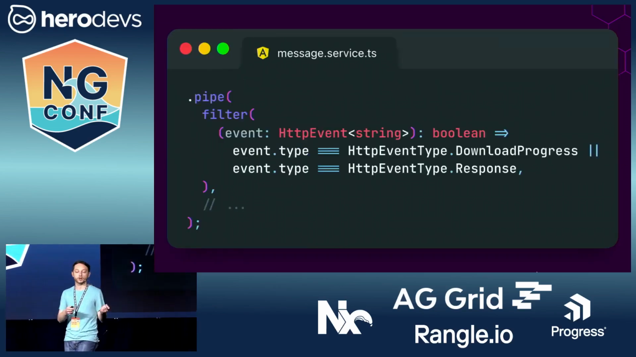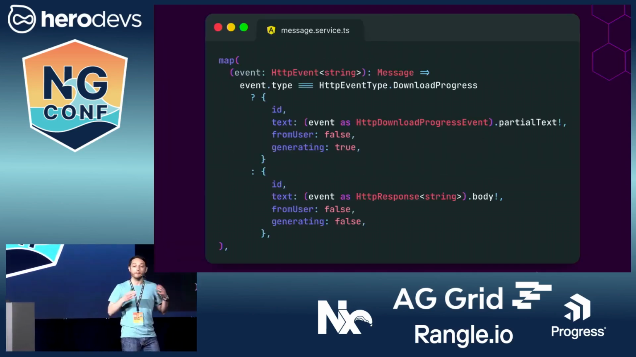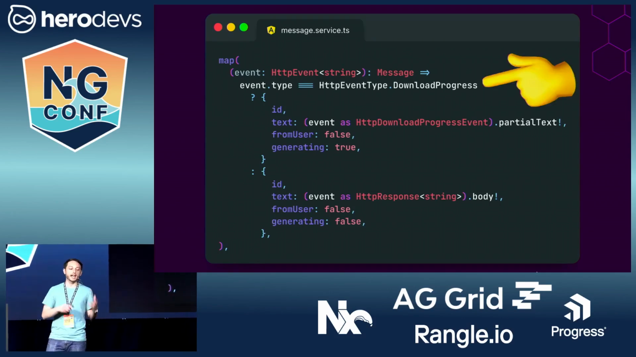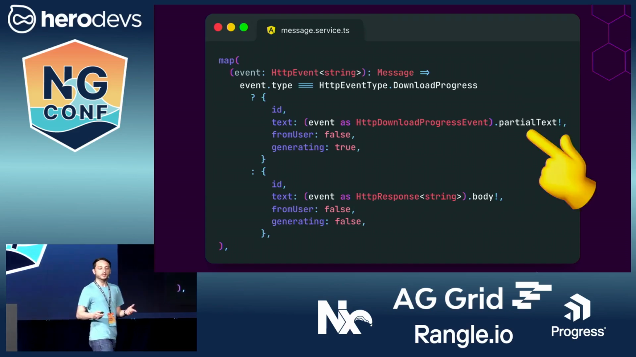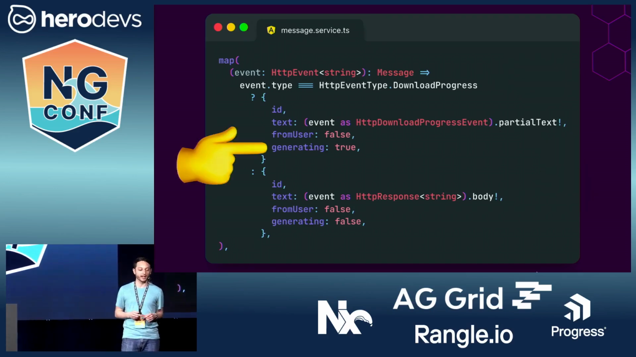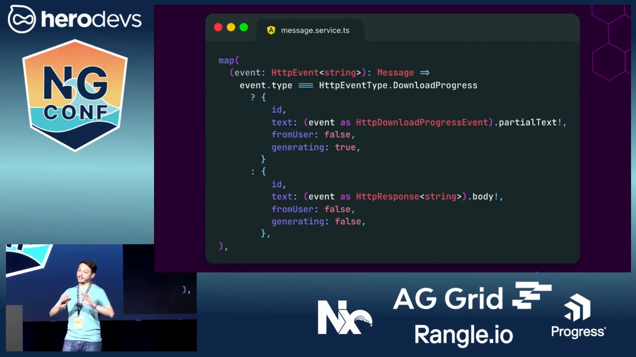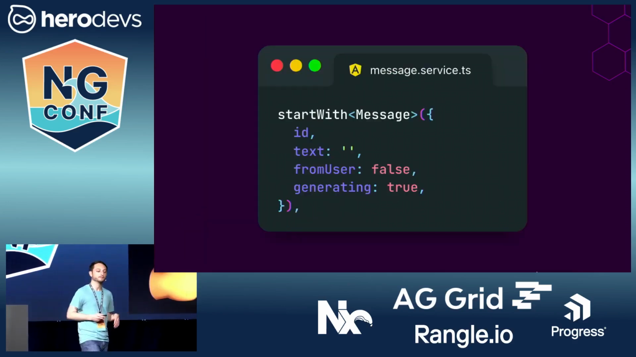The HTTP client is going to send us all sorts of events, so we can use the RxJS filter operator to get only the types of events that we want. Once we receive an event, we can use the RxJS map operator to transform it into a message object. If the type of event is download progress, that means the AI is still working. So we grab the partial text and set generating to true. If the type of event is response, that means the AI is done. So we grab the full response body and set generating to false.